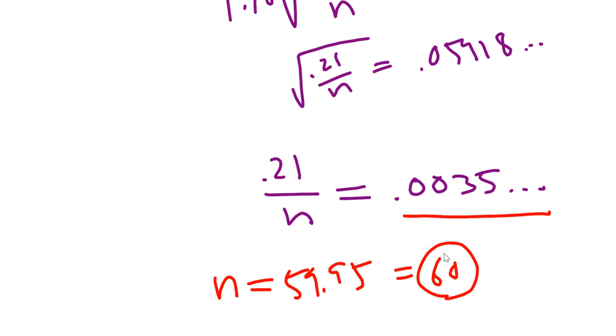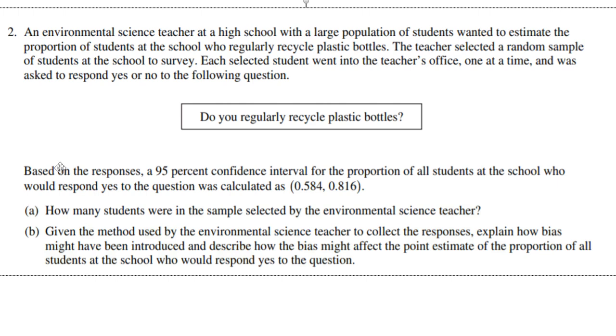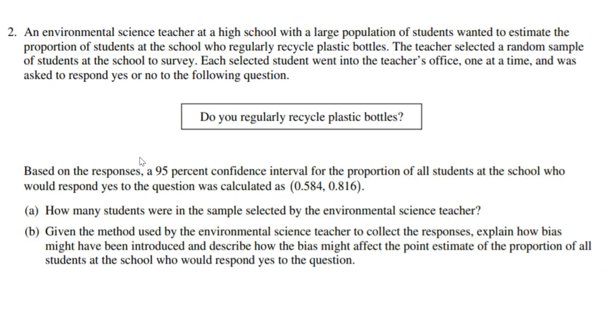All right, so that's the answer to part A. Let's go look at part B, which is a very easy question. They just ask us here, given the method used by the environmental science teacher to collect responses, explain how bias might have been present. This is common sense, right?